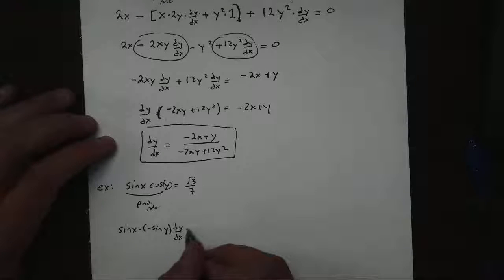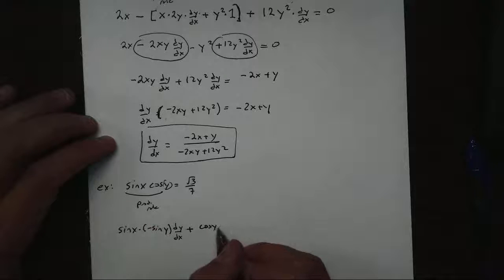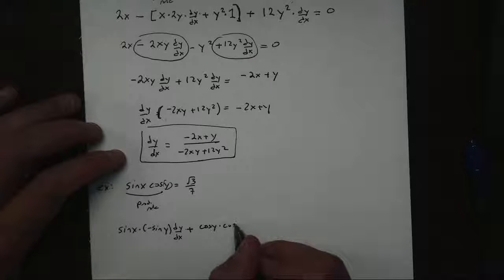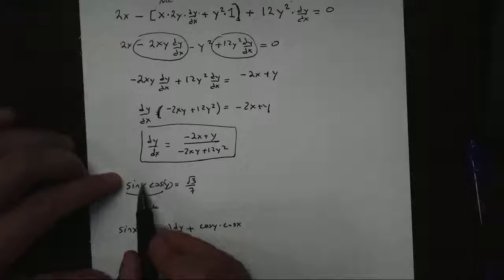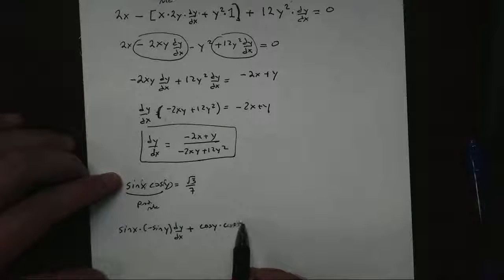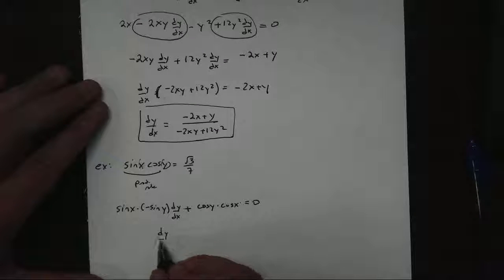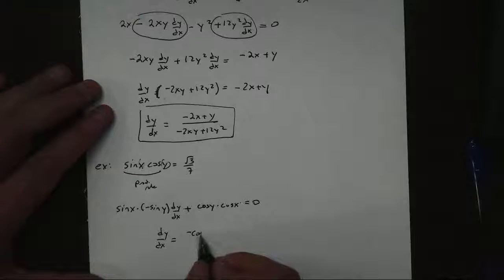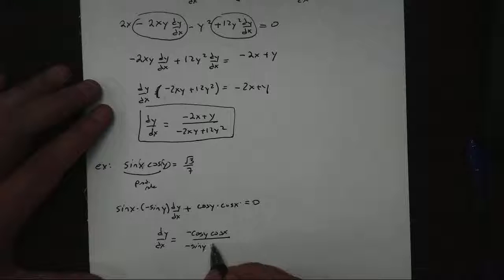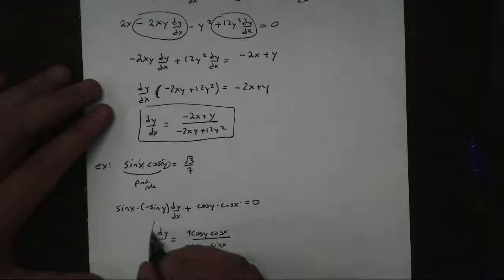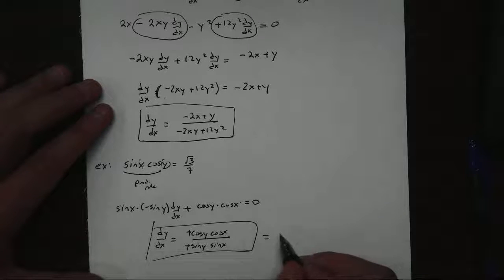Very simple to do. Plus the second, cosine y, times the derivative of the first, which becomes cosine of x. Now again, this is a derivative. I'm really going to multiply by the derivative of the inside of x, which is just 1, but we don't ever have to write that. And that's just equal to 0. And this one's pretty easy to solve for. Dy dx equals, bring these over, we're going to get negative cosine y cosine x divided by negative sine y sine x. Negatives cancel. You can leave it like that, that's cool, but just remember that's just the cotangent of y times the cotangent of x.